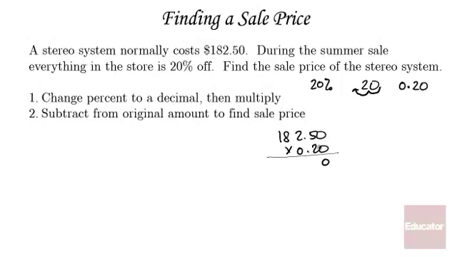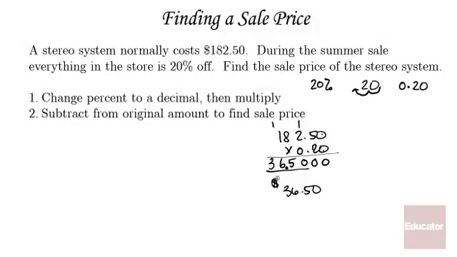Everything's going to be 0 there. And then 0, 10, 4, 5, 16, 2, and 3 with 1, 2, 3, 4 places. So in terms of money, that would be $36.50. So that's 20% of $182.50.